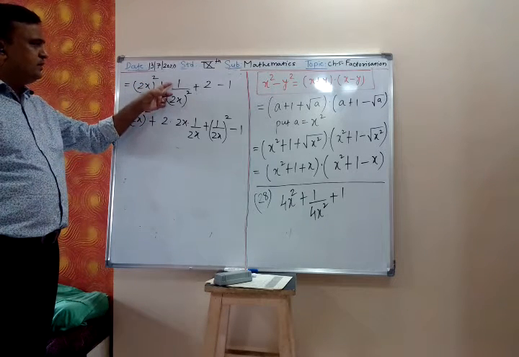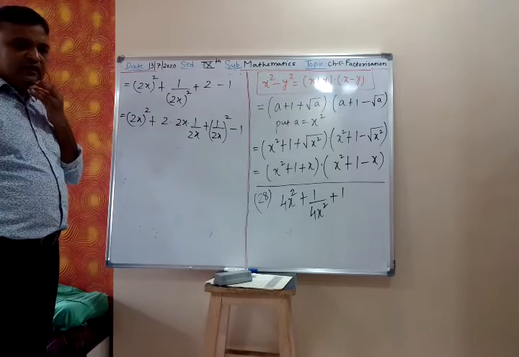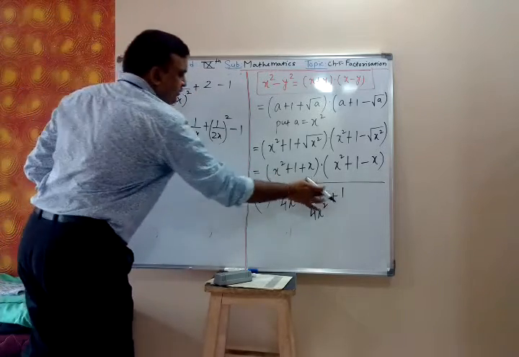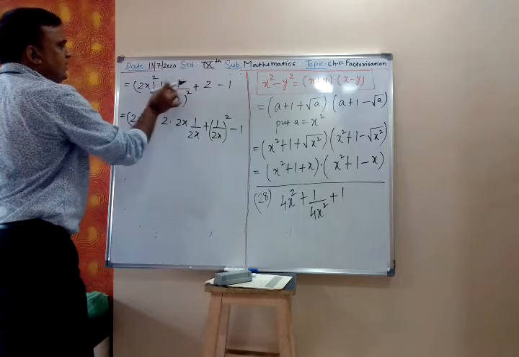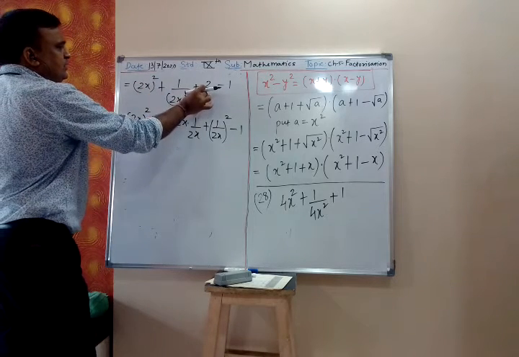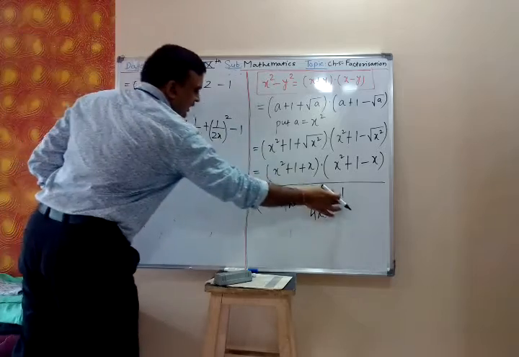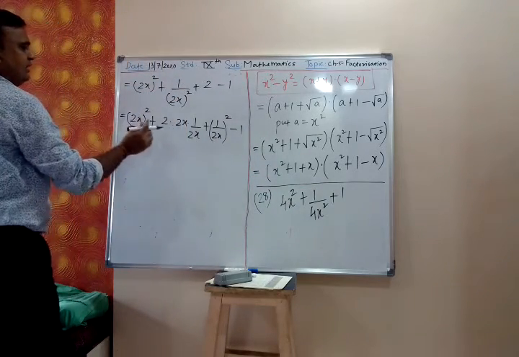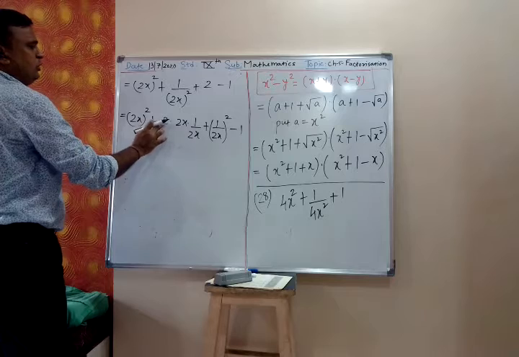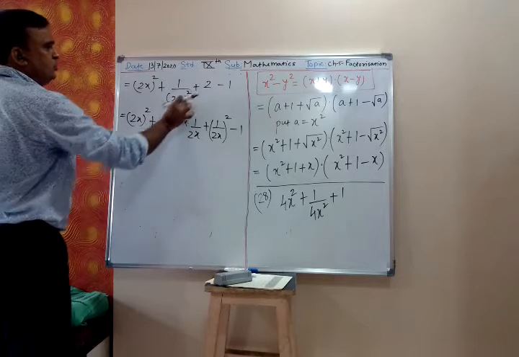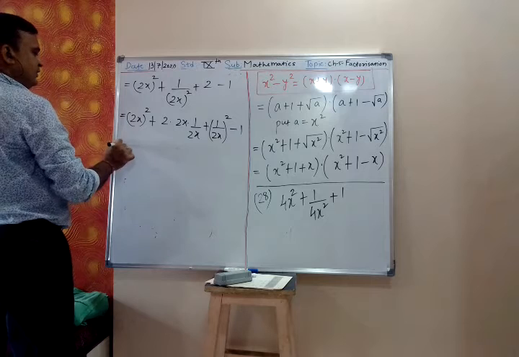See, we have split this 1 so that this 2 is the middle term. 2x and 1 upon 2x whole square, 2 is the middle term. So this 1 I will write plus 2 minus 1 so that 2 I can take. Now this 2 I can write 2 into 2x into 1 upon 2x. 2x get cancelled. What is left? 2 is left. So this first term.